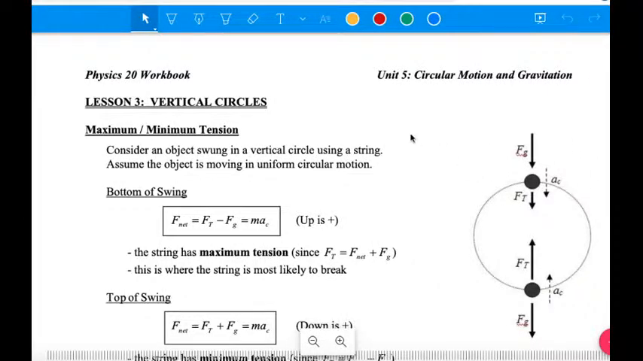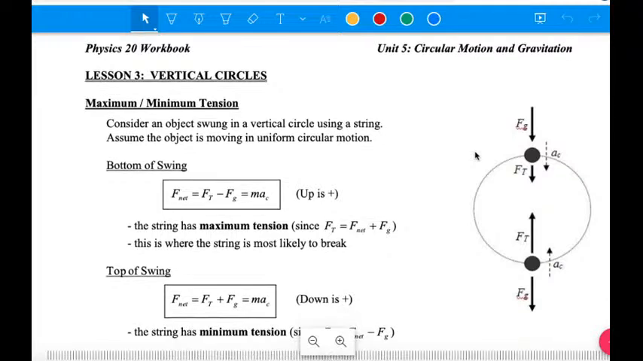We're looking at vertical circles today. Last class was on horizontal circles. Those ones are a little bit easier because we don't have to think about gravity. But here, with a vertical circle, we obviously have the force of gravity always acting on an object as it goes in a vertical circle.